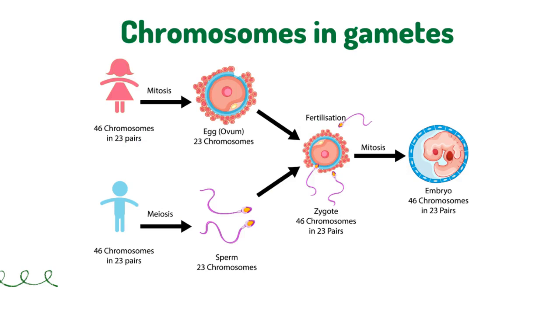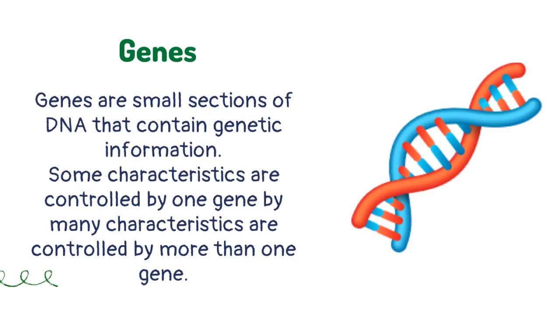If gametes did not contain only half the number of chromosomes, then the number of chromosomes in an organism would double each generation. Genes are small sections of DNA that contain genetic information. Some characteristics are controlled by one gene, but many characteristics are controlled by more than one gene.